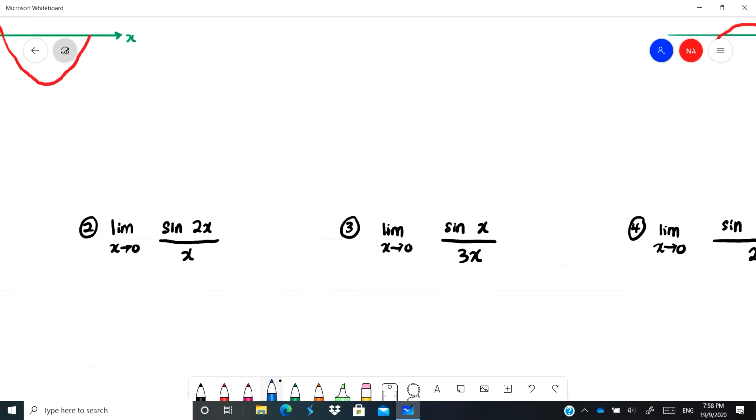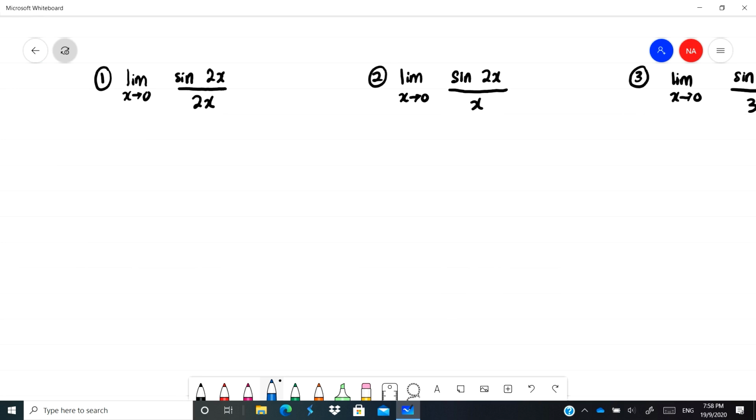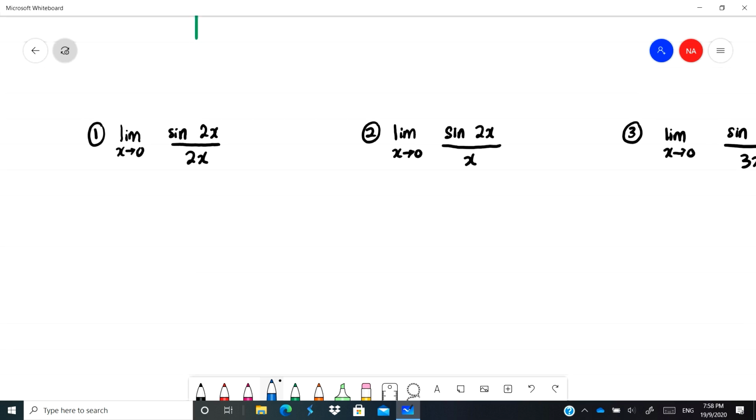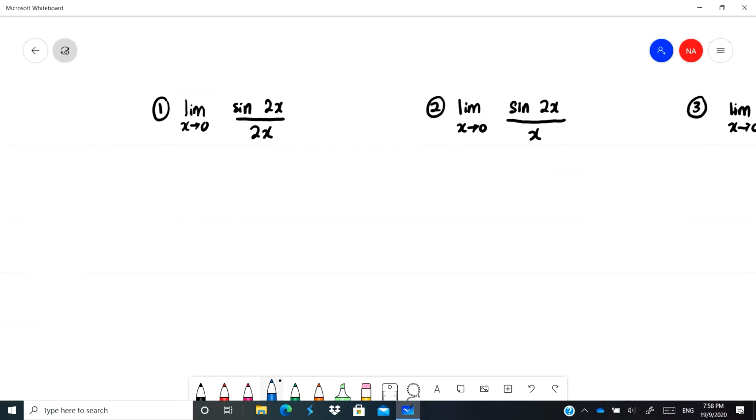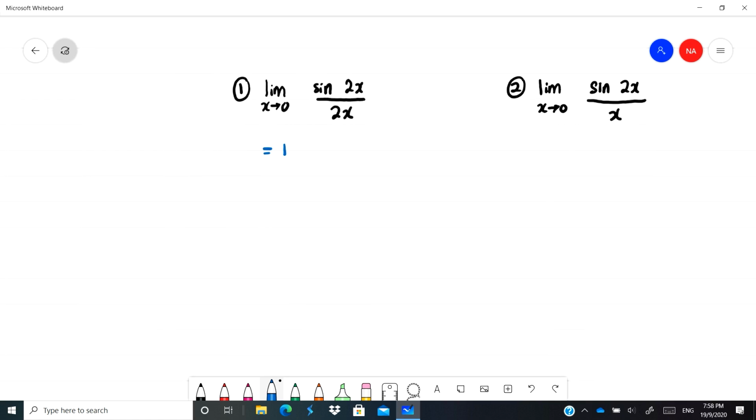Let's move to the first problem. What if we have the limit as x approaches 0 of sin 2x over 2x? We want to utilize the squeezing theorem, where the value is 1, so the final answer will be 1. Later on you will know how. Likewise, the limit as x approaches 0 of sin 3x over 3x is 1.